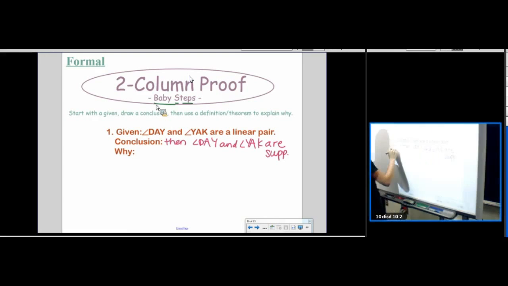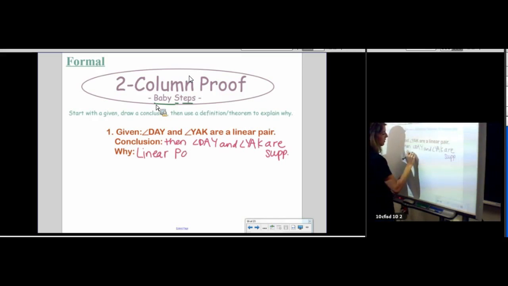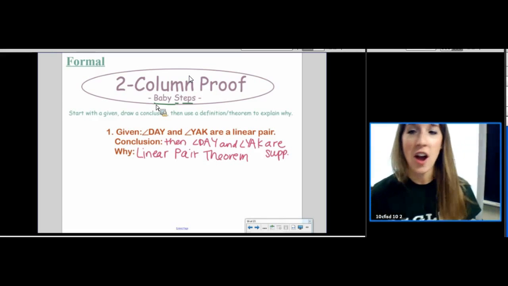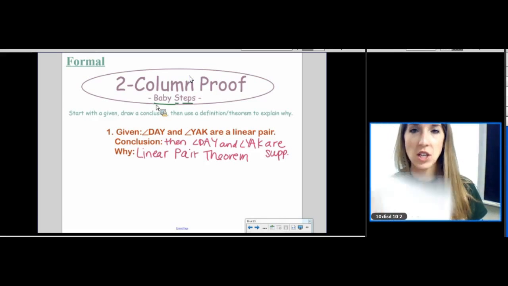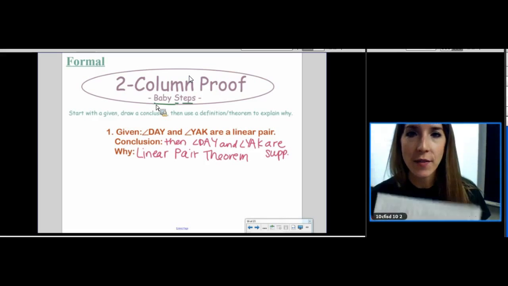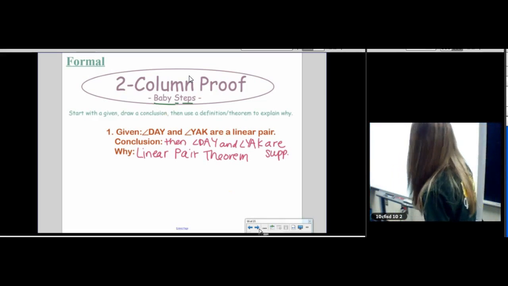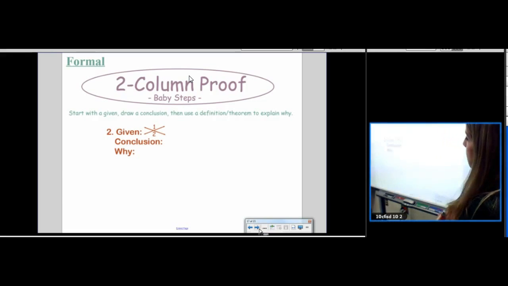You have to use a theorem, a postulate, a definition. This is not when you use your own words. This is formal, and so you need to use something that has already been discovered by a mathematician, something listed here. Next one, given.